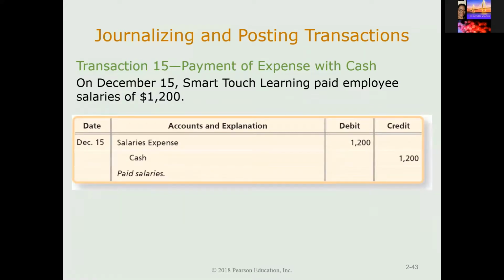Transaction 15. On December 15th, Smart Touch Learning paid employee salaries of $1,200. The two accounts involved here are salary expense and cash. You see that salary expense is debited and cash is credited.